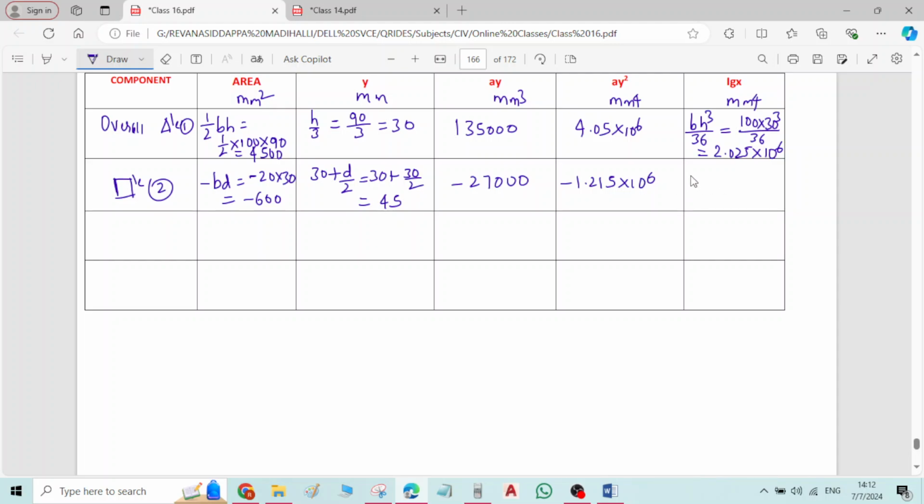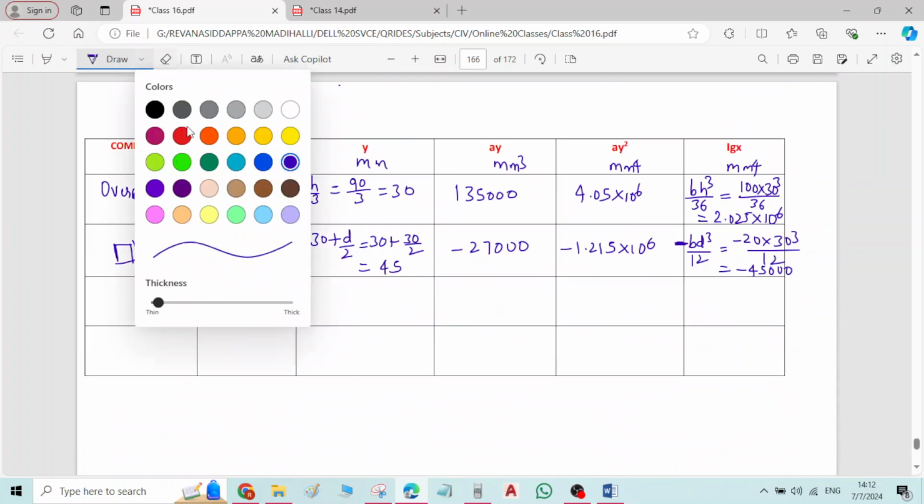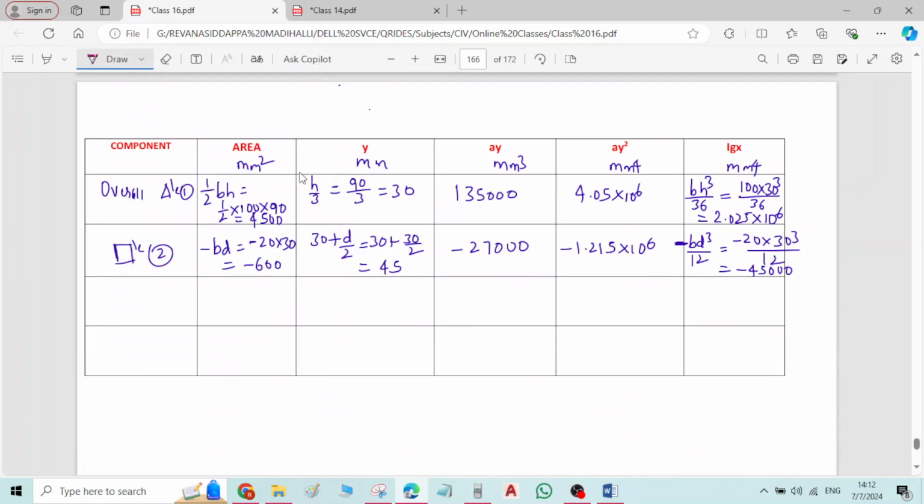IGX formula for rectangle, we know that it is BD cube by 12. And very important, negative sign, because it is unshaded portion. So minus 20 into 30 cube divided by 12. The answer is minus 45,000. So here we have only two components. So let us calculate the summations.